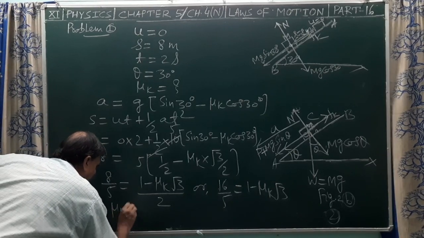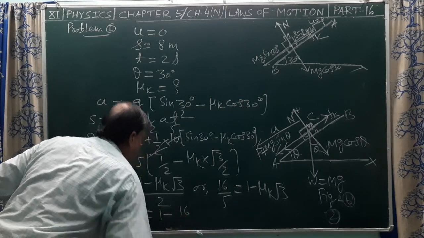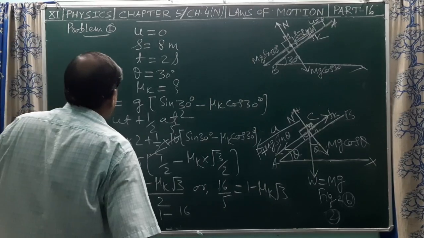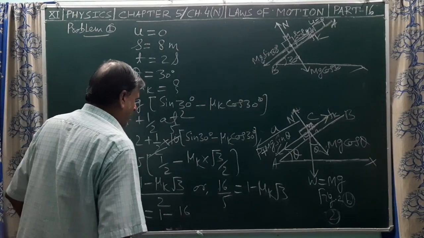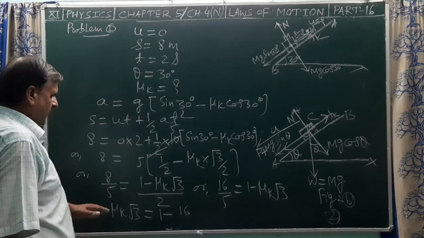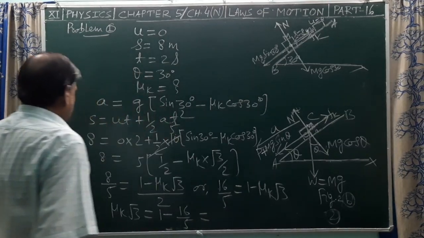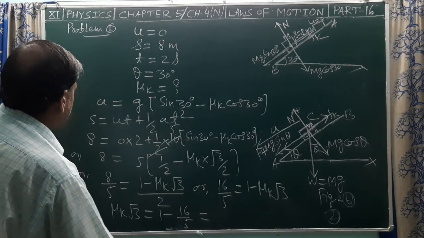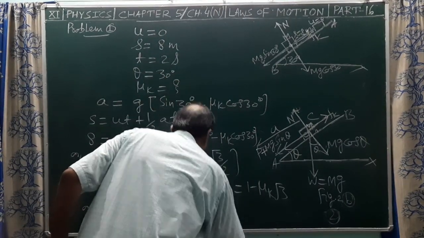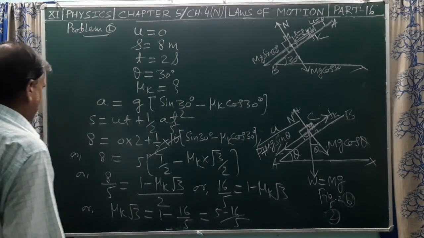So mu k root 3 equals to 1 minus 16/5. Mu k root 3 is equal to 1 minus 16/5, and it is now 5 minus 16 upon 5.